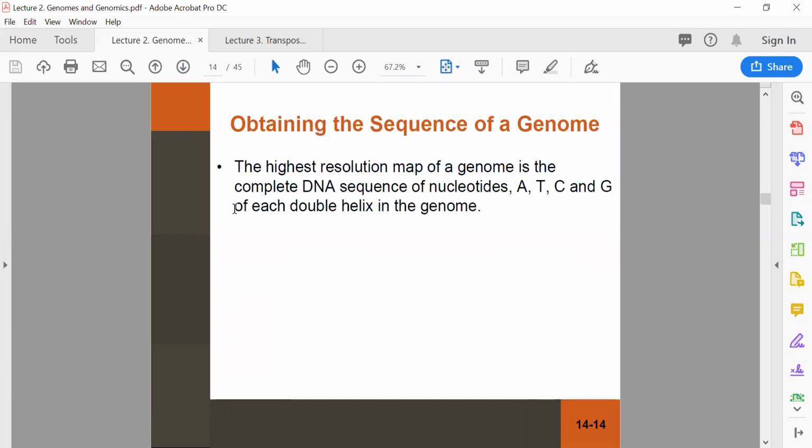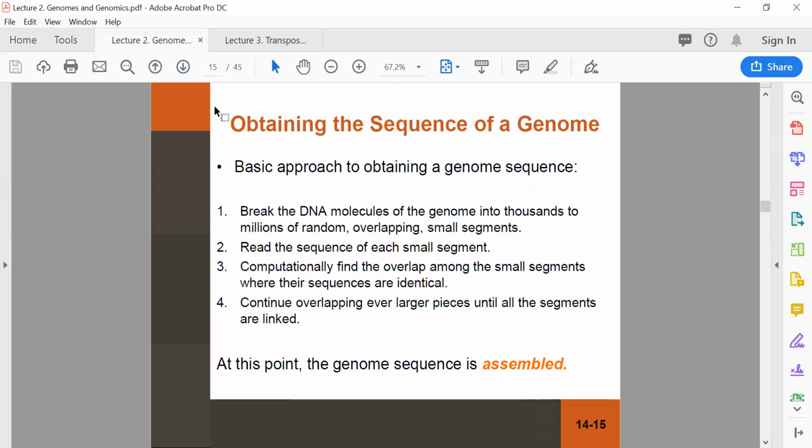All right, so let's define, what do we mean by the sequence of a genome? The highest resolution map of a genome is the complete DNA sequence of nucleotides. That is the complete order of nucleotides, that is A's, T's, C's and G's, of each double helix in the genome. In other words, if you have a complete genome, you would know for every chromosome what the order of nucleotides is in that chromosome. That's essentially what's meant by sequencing a genome.